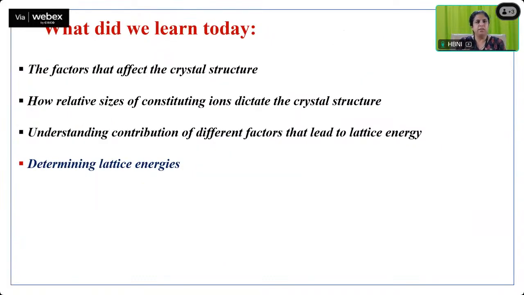All right. So this was about some of the factors that can affect the crystal structure: how the relative sizes of constituent ions dictate crystal structure. We talked a little bit about that, understanding contributions of different factors that contribute to lattice energy and how broadly we can reason about the lattice energy for a particular crystal structure. Okay, so we'll take a break for 2 minutes and then we'll start the crystal structures of some of the more complex solids that you generally come across in your research work or in the literature. Okay, so we'll break for a minute here.